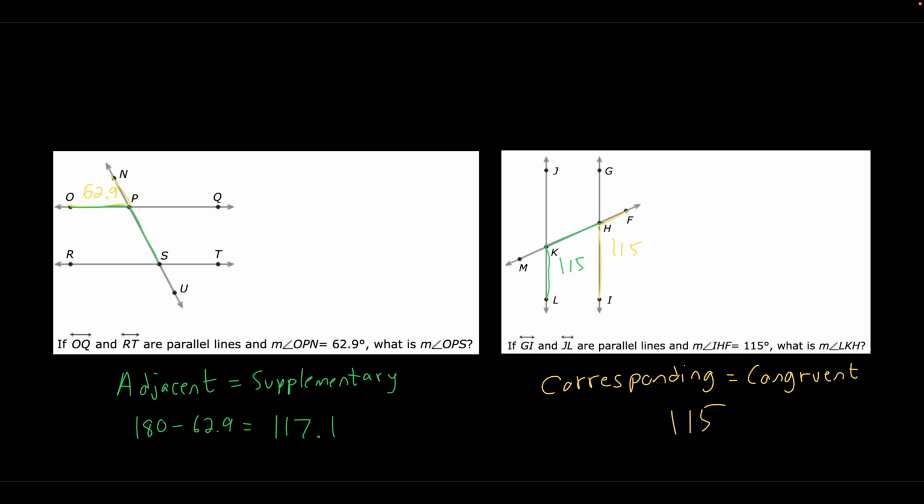Okay, now that you've had time to work these problems, let's check your solutions. For the first problem, you should have said these are adjacent angles, so according to our reference sheet, that means they're supplementary, so they add up to 180. Subtract off the extra one and you get 117.1. For the second problem, you should have said these are corresponding angles, so they're congruent. Therefore, if 115 is one of them, the other one must be 115 as well.